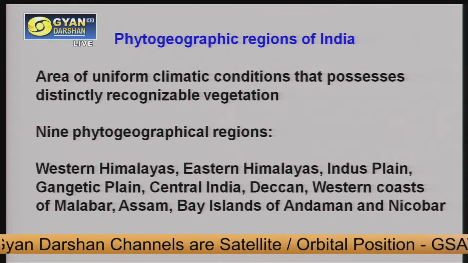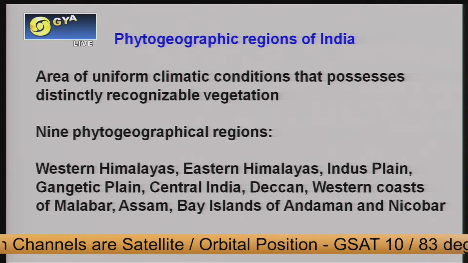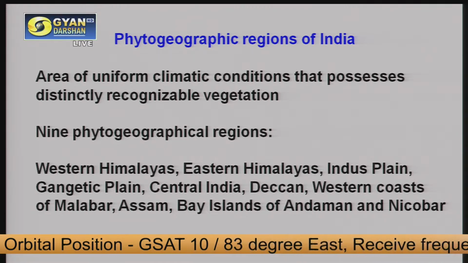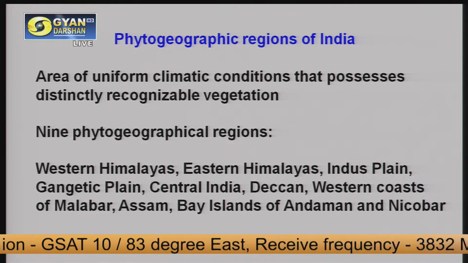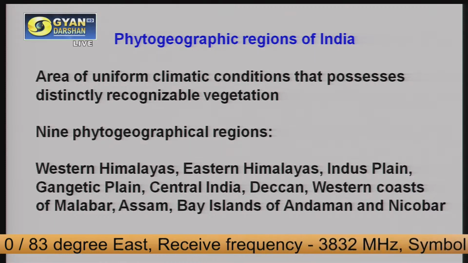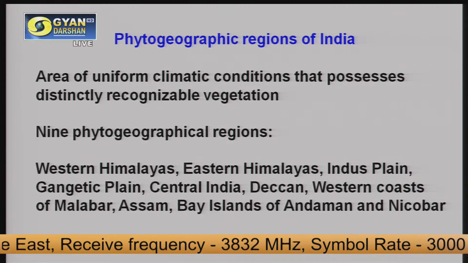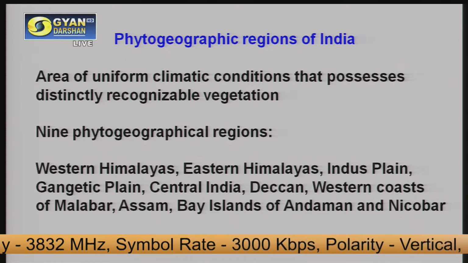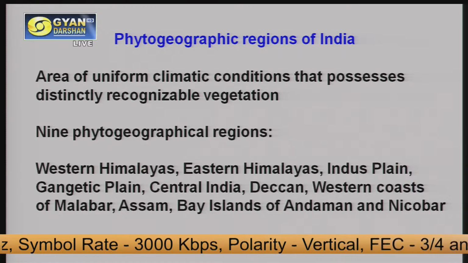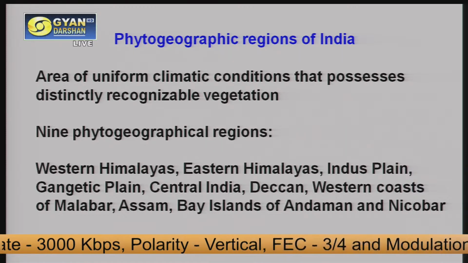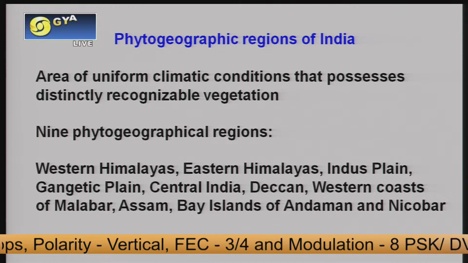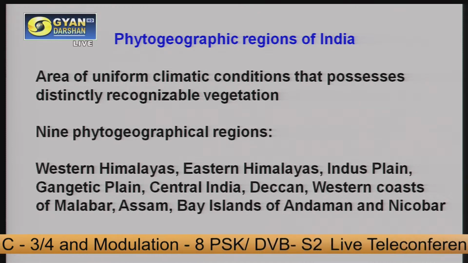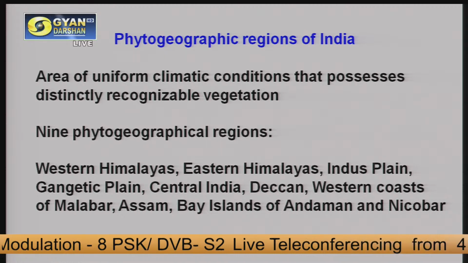Now, based on this, if we now come to India, what is the scenario in India? So based on this, you have 9 phytogeographic regions in India. Now, what are phytogeographic regions? This is the area of uniform climatic conditions that possess distinctly recognizable vegetation. And based on that, India has been categorized into 9 such regions.